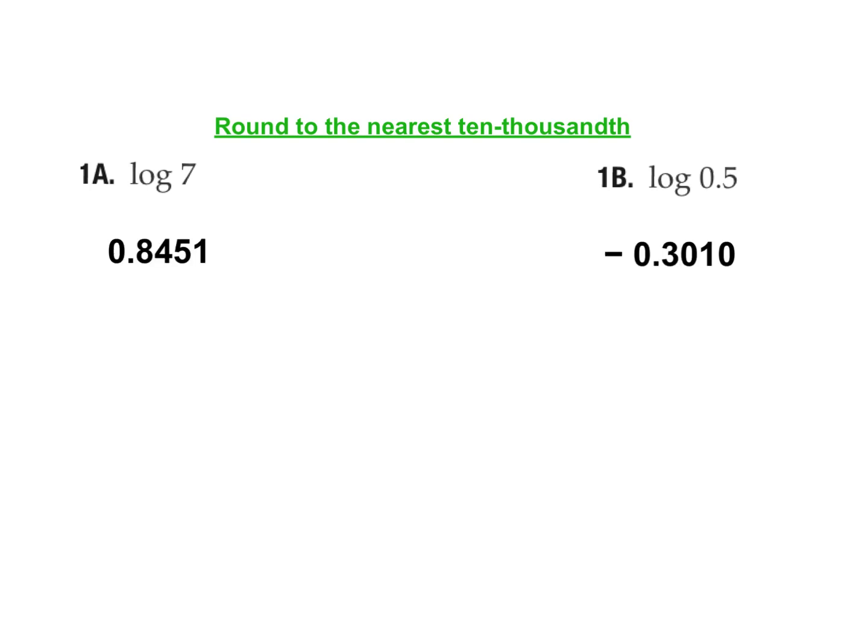So we do, okay? So for the first one, 0.8451, and for the second one, negative 0.3010. We need the 0 because that indicates that we approximated. Raise your hand if you had that. Any questions about that? Those represent powers. The power that I raised 10 to get 7, or the power that I raised 10 to get 1/2. Those will be free points on your test or your quiz, which you take on Thursday, and don't forget your calculator.